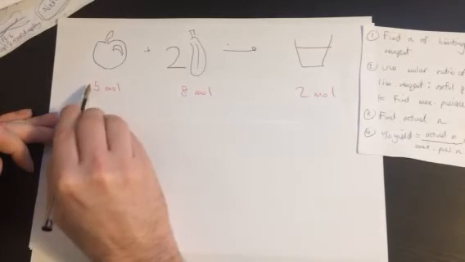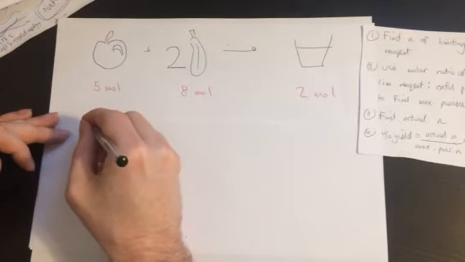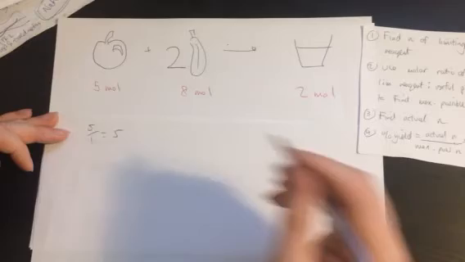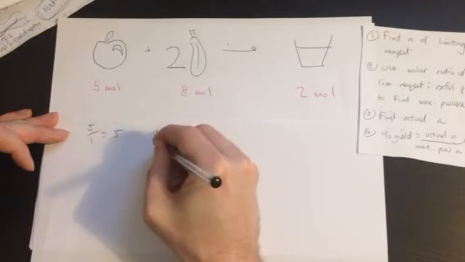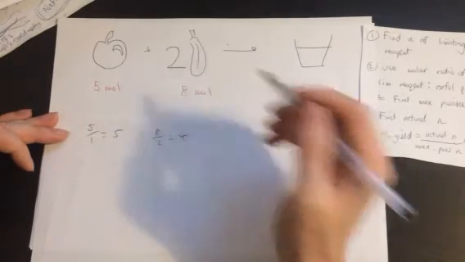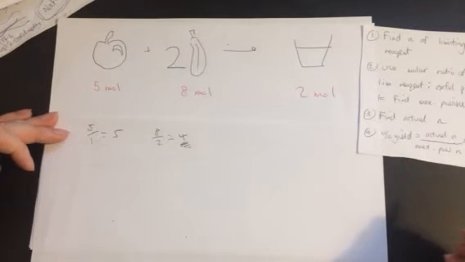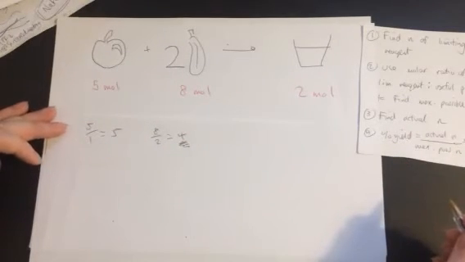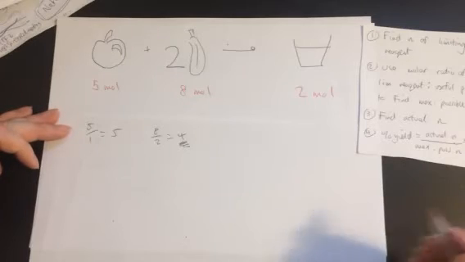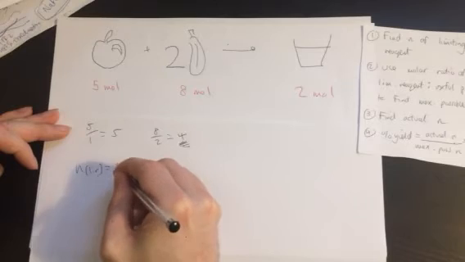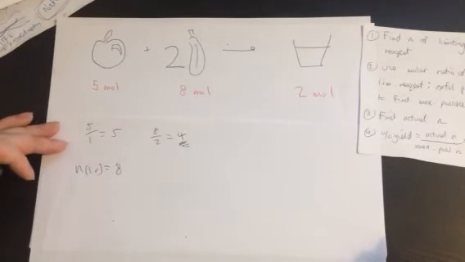And so really what I'm doing in my head is the number of moles of apples over its molar ratio, which is 1, and the number of moles of bananas over their molar ratio, which is 2. And you can see for the bananas I get a lower number. That means my bananas are going to run out first. And so my moles of limiting reagent is my moles of bananas, which is 8.